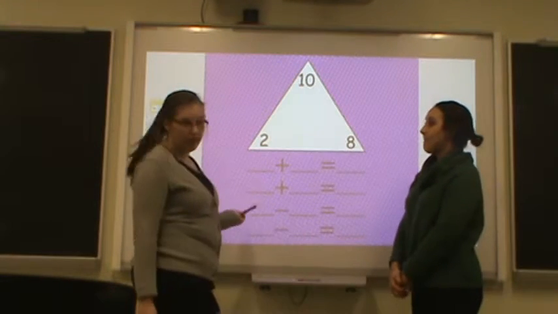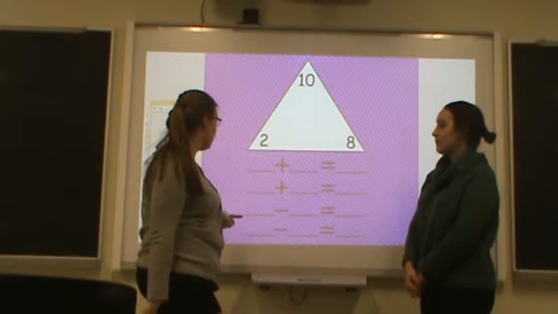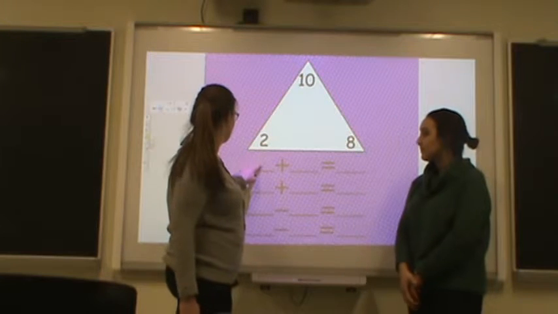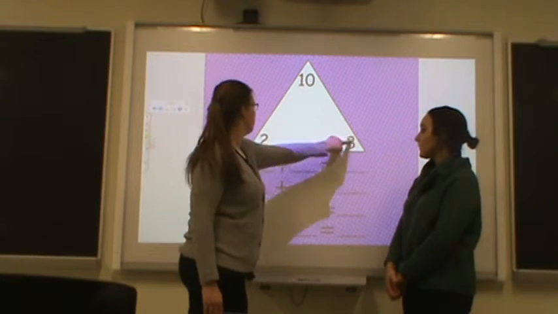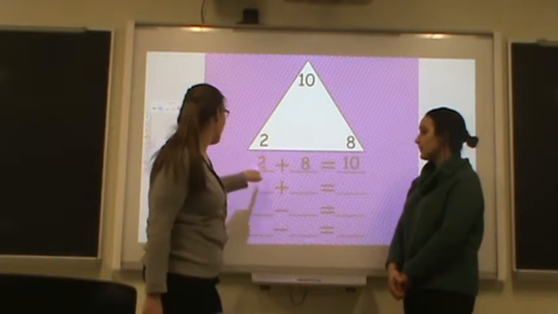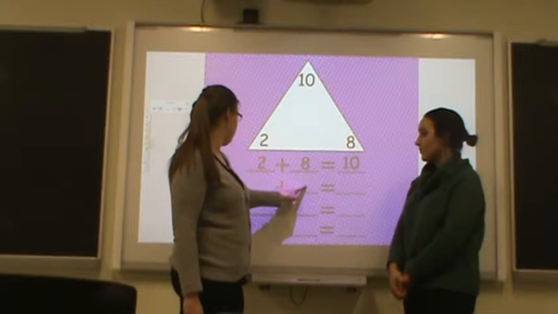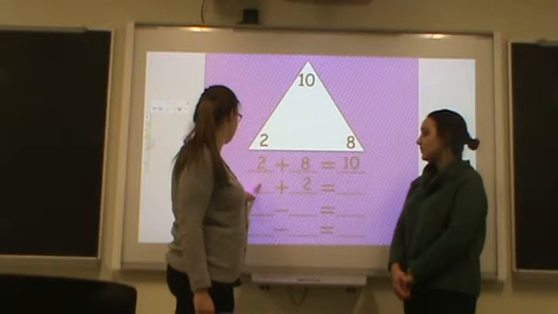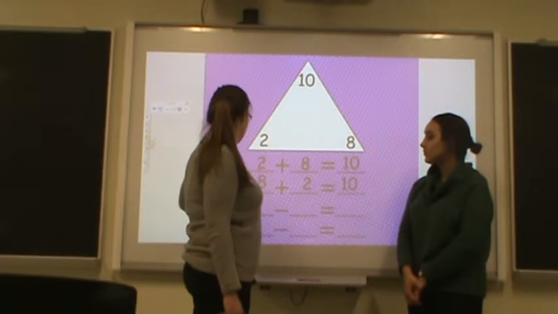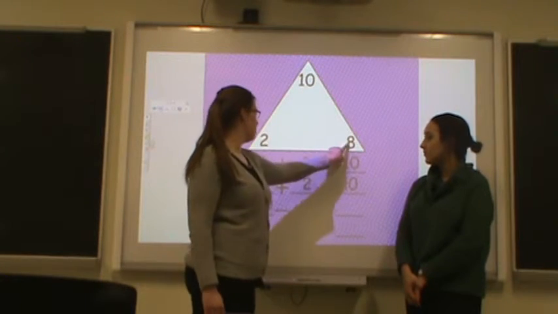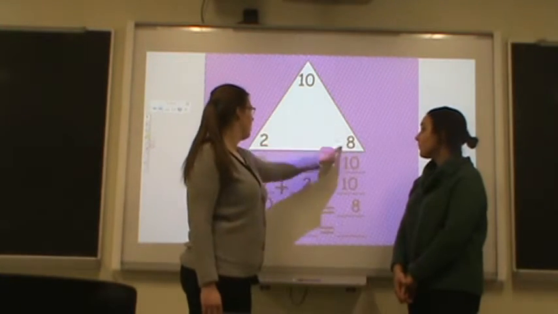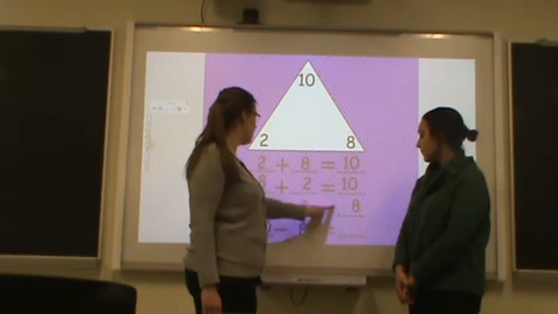And this again would be a lot more like the before picture, but instead using a house, it's just written in lines. So 2 plus 8 equals 10. And again, we would have students come up to the board and fill these in. 8 plus 2 equals 10. And then for subtraction, 10 minus 2 equals 8. And then 10 minus 8 equals 2.